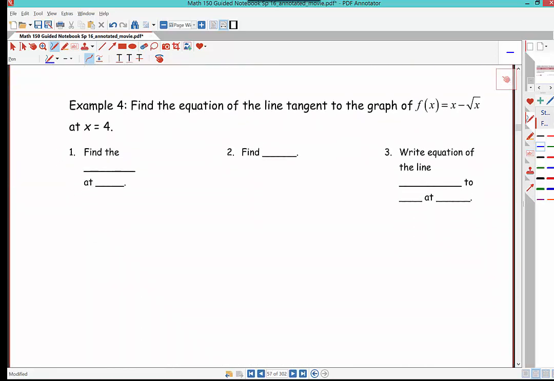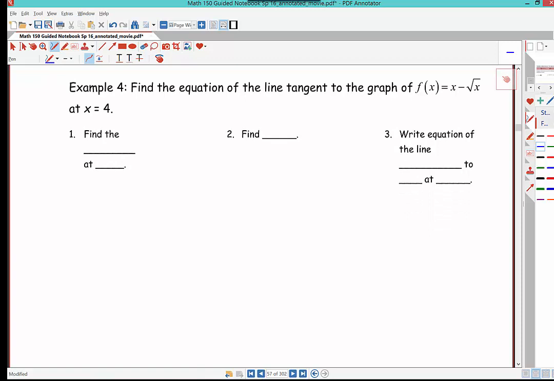Okay, so here we go. Now let's go ahead and find the equation of the line tangent to the graph of f at x equals x minus the square root of x at x equals 4. So what should we do first, do you think? Good. Find the slope at x is 4. Okay. So there's other ways you could start too, but that's a good starting point. So what is slope? Slope is derivative. Good. And derivative is slope.